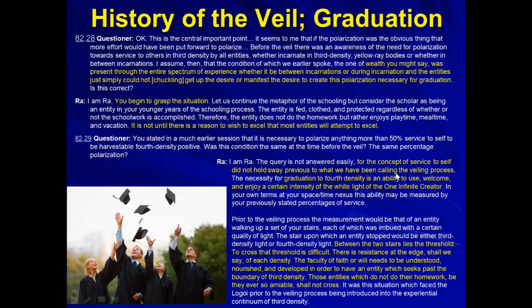So what we're calling the veiling process, the necessity for graduation to fourth density is an ability to use, welcome, and enjoy a certain intensity of the white light of the one infinite creator. So very important nuances and deep stuff in there. Fourth density graduation is the ability to use, welcome, and enjoy a level of intensity of the white light of the one infinite creator in your own terms, at your own space-time nexus.